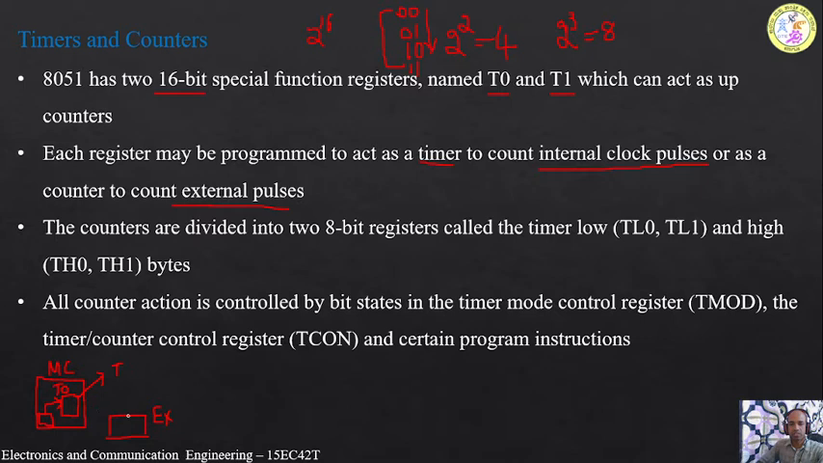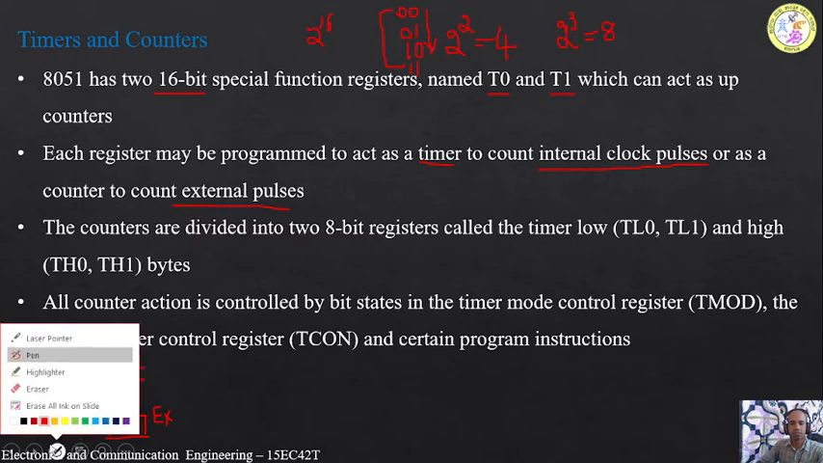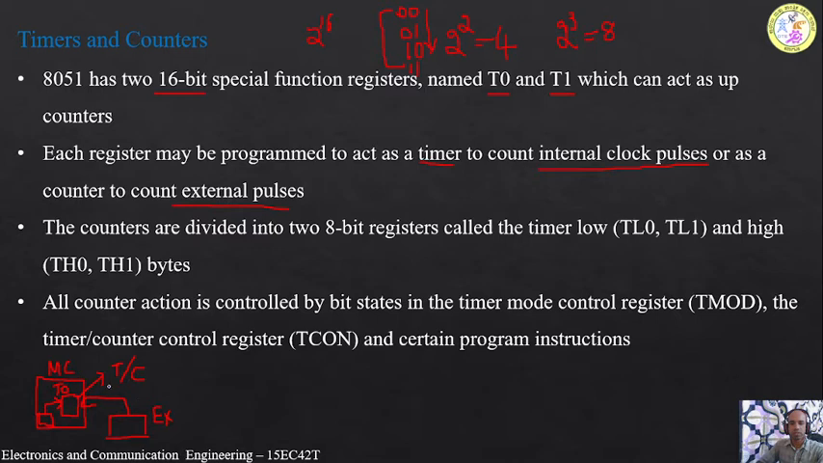And if this register counts the clock pulses from this external device, let us assume that this is a pulse generator. Now it will start counting from here. So now the same timer can be called a counter. The same register can be used as a timer, or the same register can be used as a counter. So this is how we are going to use either timer or the counter.